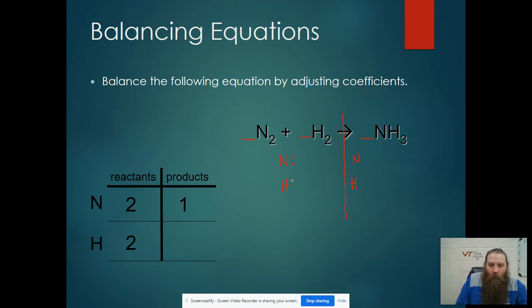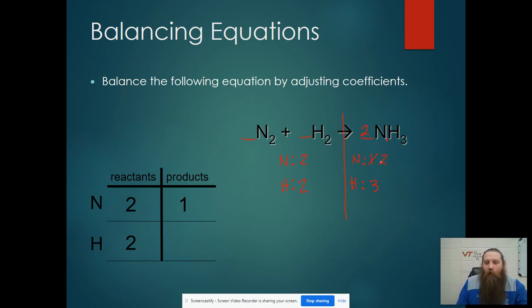All right. We're going to do a count. So I have 2 nitrogens on the left. I have 2 hydrogens on the left. I have 1 and I have 3. Now, same thing as before. I can't change a 2 into a 3, but I can change a 1 into a 2. So I throw that 2 coefficient there. Remember, there's a 1 here. So 2 times 1 is 2.